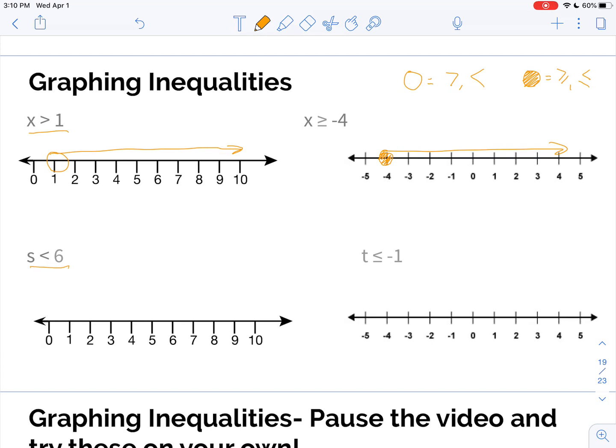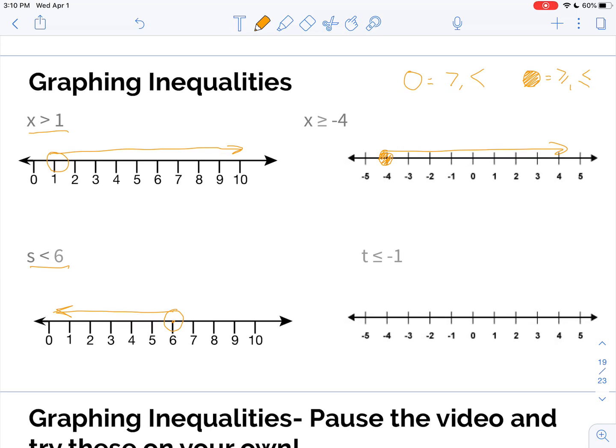So next one, s is less than 6. So we're going to find 6 on our number line, which is right here. And it's going to be an open dot because it's just less than, not equal to. And we want to draw the arrow into the values that are all less than 6. So we're going to go to the left.